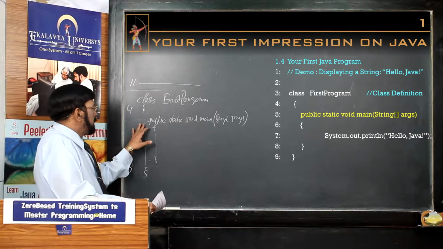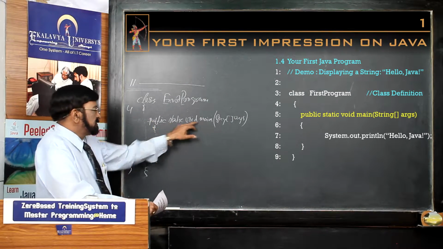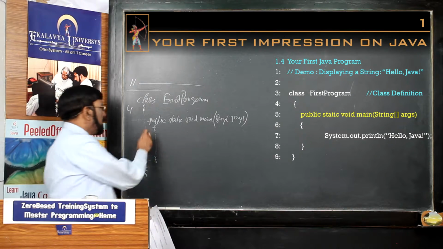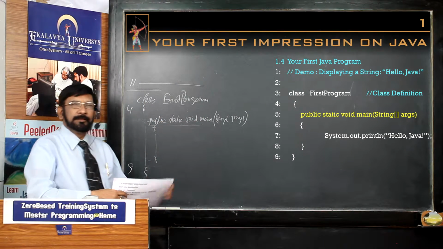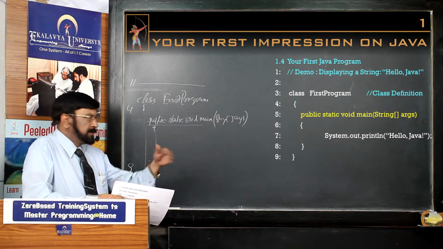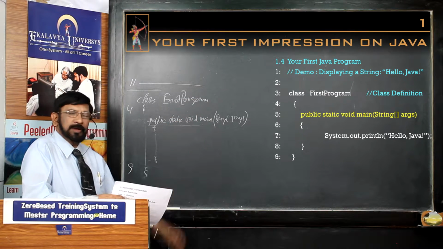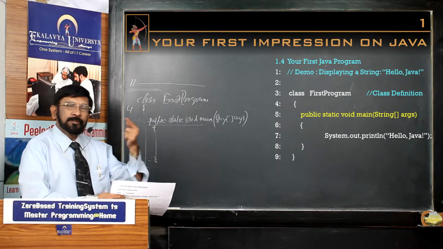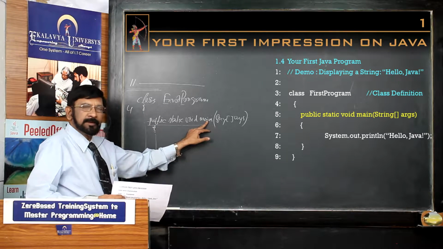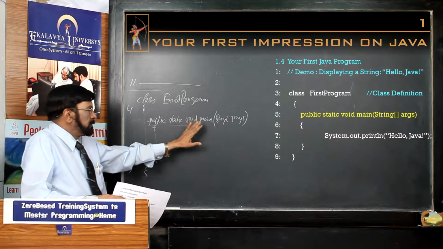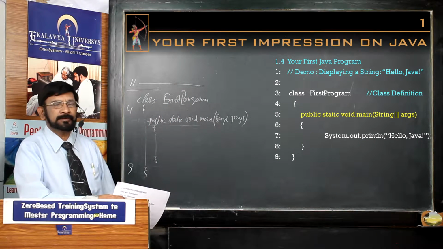Now, let us understand the signature of the main. All this is called the signature of the main method. The main method is the entry point of the program. In other words, program execution starts from the main method. Invariably, in every program, we write the main method.